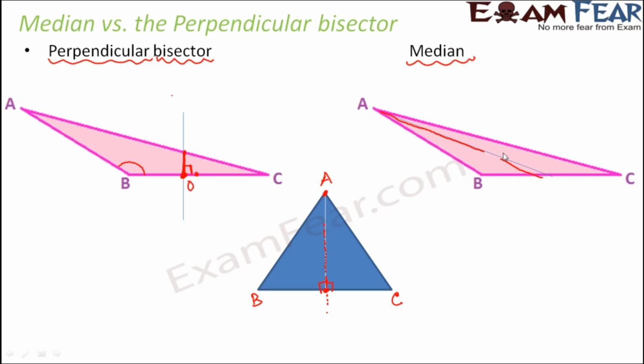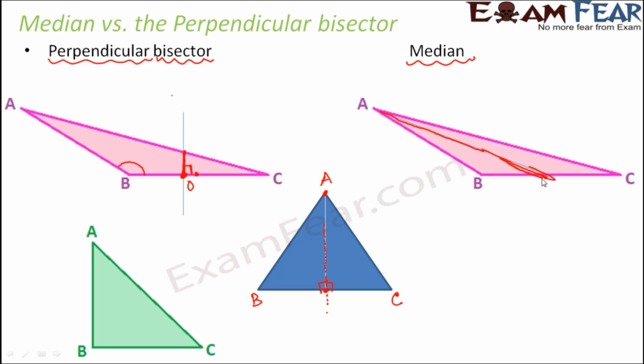So do you think that in this triangle the median and the perpendicular bisector in any way coincided? No, they both are completely different lines. So they are completely different from each other. So this is one example where we see that the perpendicular bisector and median are two different things. You take another example.